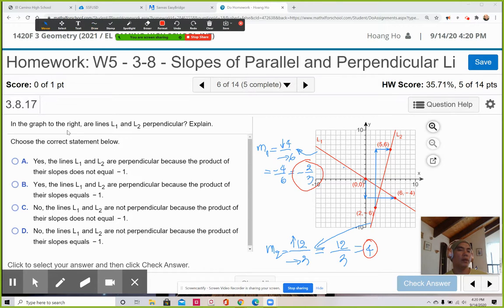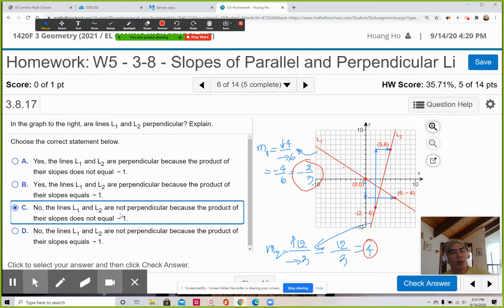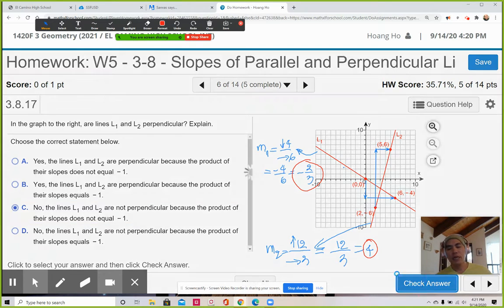The two lines L1 and L2 are not perpendicular because the product of their slopes does not equal negative 1. So that is the answer.